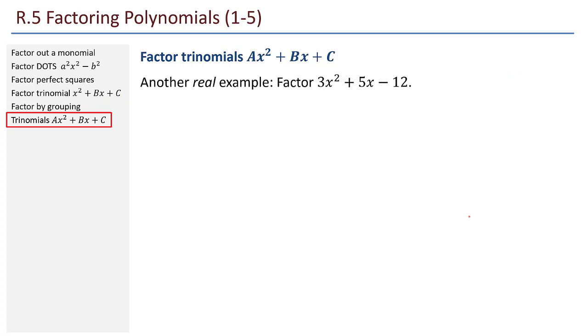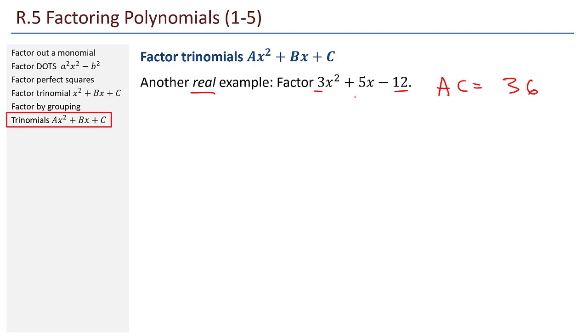So let's go back. Here's a real example. Let's factor 3x squared plus 5x minus 12. And quick check, 3, 5, and 12, they don't have any common factors, so I really do need to use the strategy here. Okay, AC. AC is the product of the first and the last. 3 times 12, that's 36.